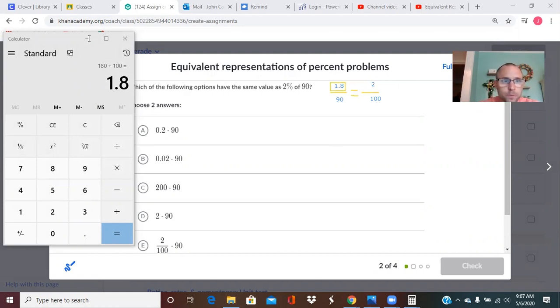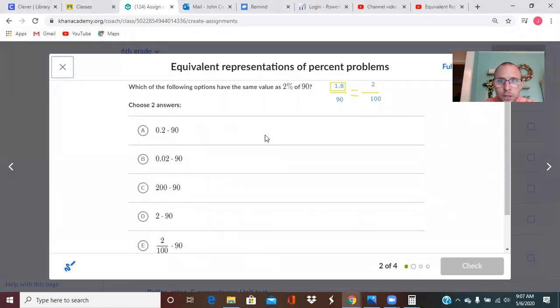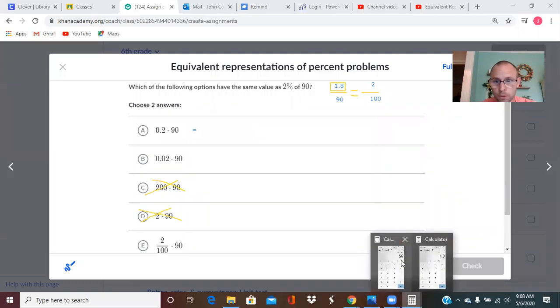So now we're going to go down and figure out which of these are going to equal 1.8. All right, so I'm going to go ahead and eliminate the obvious ones. Just 2 times 90, that is not going to be it at all. 2 times 90 is going to be 180, that's not going to work. 200 times 90, does that make sense? Well, it's going to have 18 in it, but it's going to have 3 zeros, so that's not going to be it. So it's between these 3 right here. And this, so here's what we're going to do. We're going to figure out their value. So all I got to do is press equals, and I can use my calculator if I want to. Some of you can do it in your head, or you can work it out by hand, whatever you want to do.